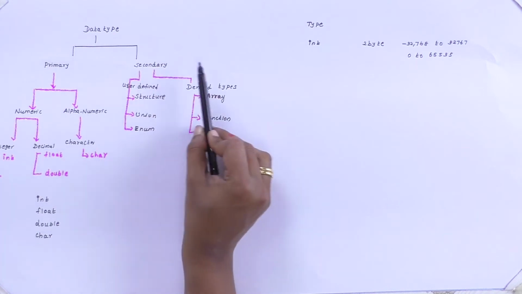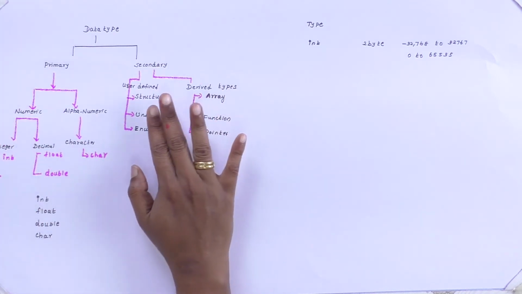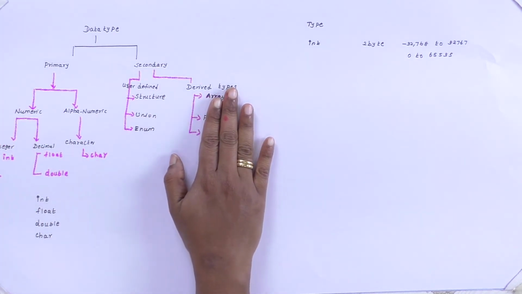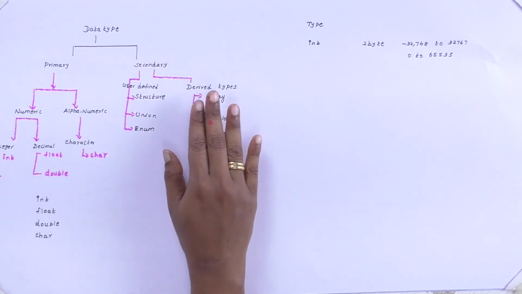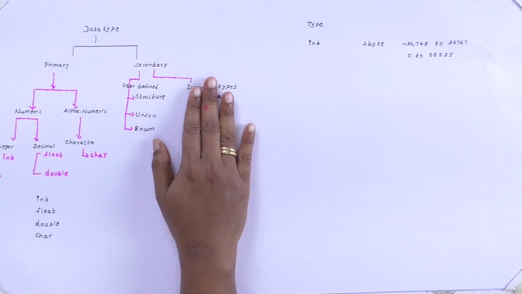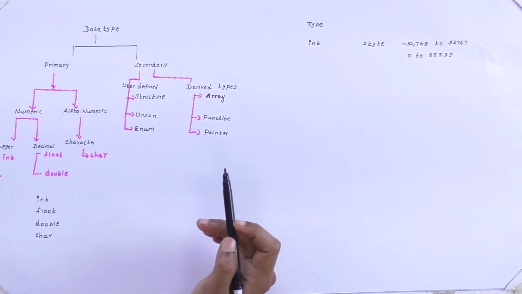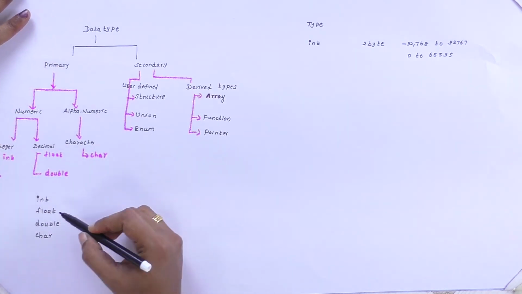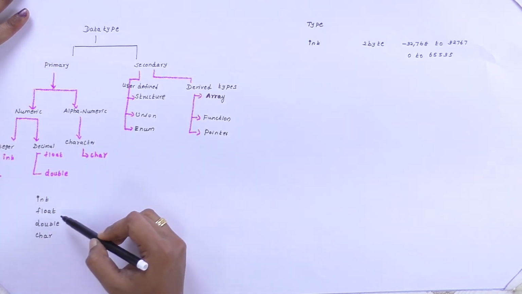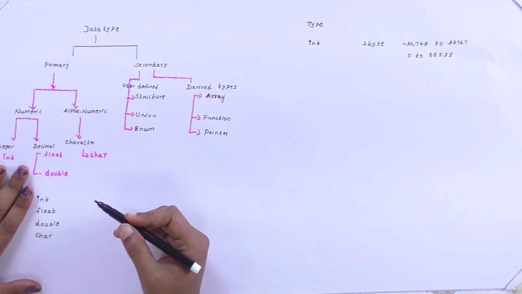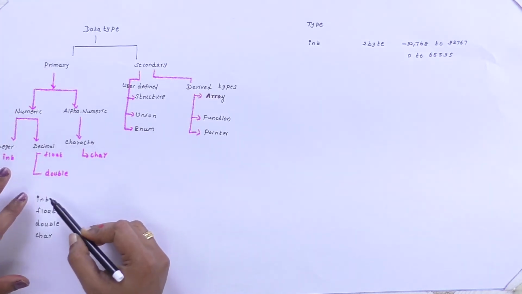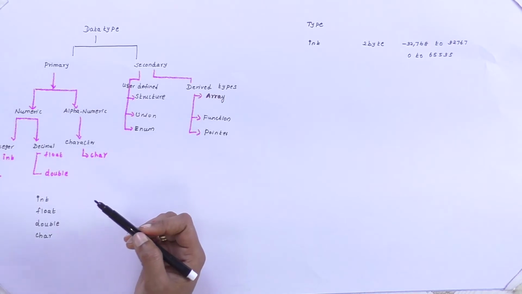Next are the secondary data types. Secondary data types are user defined data types and derived data types. These data types I will cover in a later session. First we see what the integer, float and double data types are. We are going to specify some format for the data. These are all predefined data types.